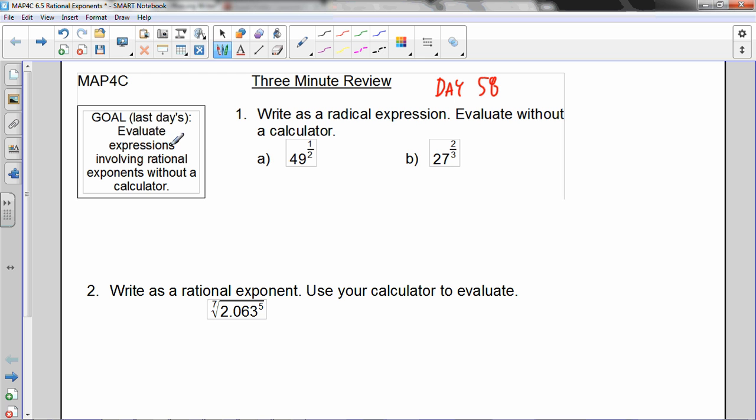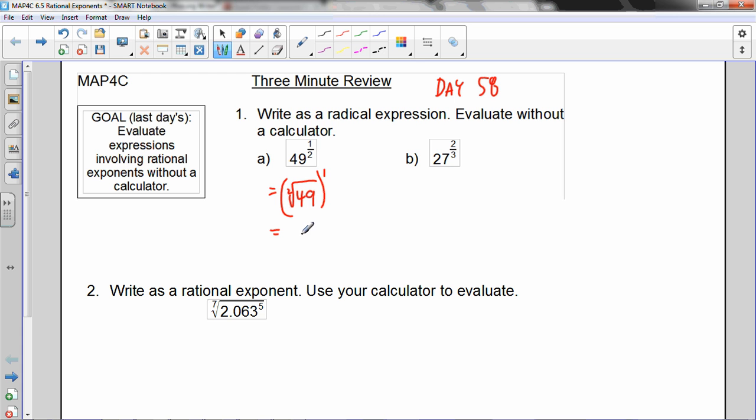The 3-minute review we can see is questions that we did at the end of yesterday's class and will be the focus of today's class as well. Write a radical expression, evaluate without a calculator. So we saw yesterday that fractional exponents meant roots, right? So we write this as a root where the bottom is the root and the top is the exponent. And then I can do this without a calculator.